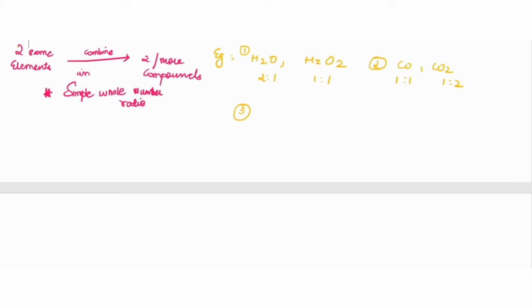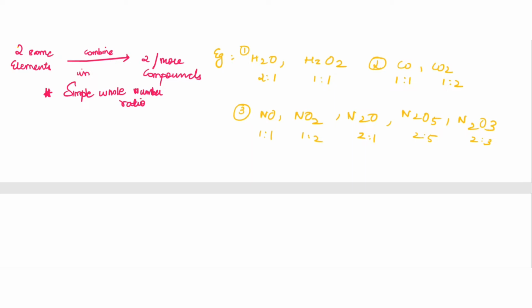Next I will take one more example, two same elements. Let's consider nitrogen and oxygen, and see what different compounds they form: NO, NO2, N2O, N2O5, N2O3. In all these, what is the ratio? 1 is to 1, 1 is to 2, 2 is to 1, 2 is to 5 and 2 is to 3. So these are all simple whole number ratios. I hope now you are understanding the law of multiple proportions.